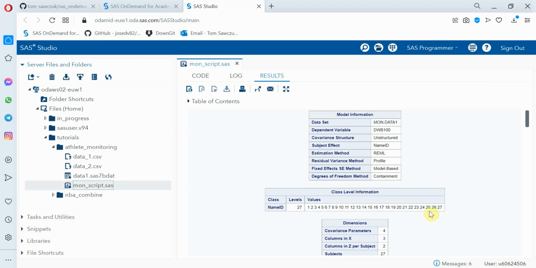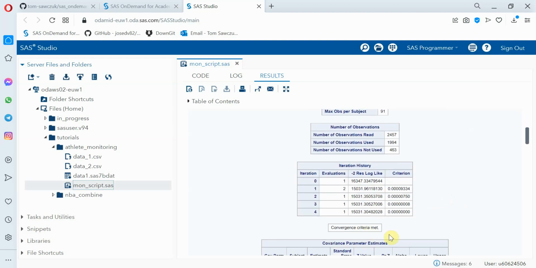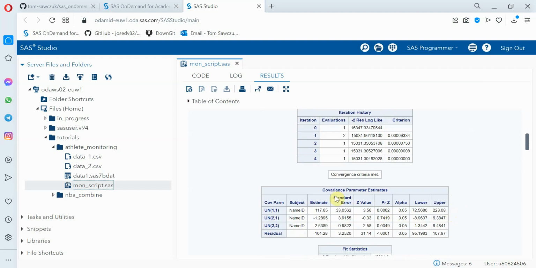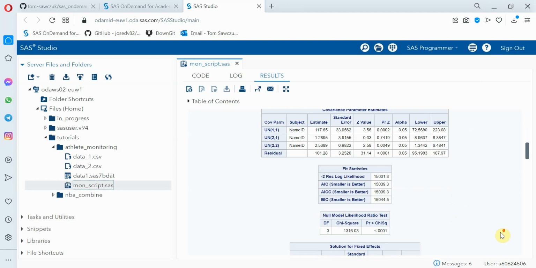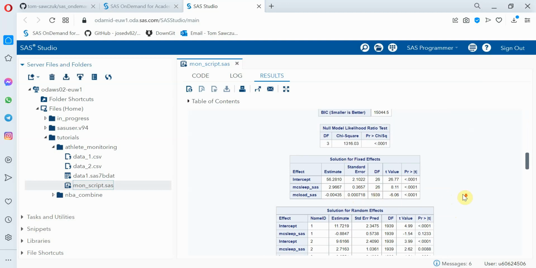And you can see class level information is the same. We've still got 27 participants. The convergence criteria has been met, which is good. We have our covariance parameter estimates, and then we have our solution for fixed effects. The random effects are the same as last time.